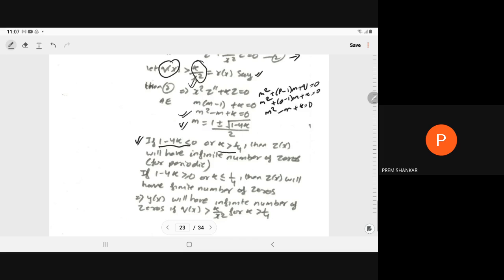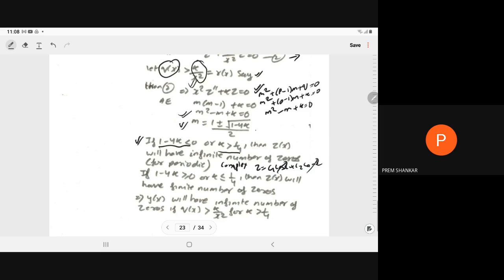So this is possible only when k is greater than 1 by 4. Then this equation has an oscillating solution. So z(x) will have an infinite number of zeros, because due to the complex root, the solution is of the form z is equal to c1 cos of x plus c2 sine of x, right? So with this you will get the solution. So it is an oscillatory solution, so it has infinitely many zeros.